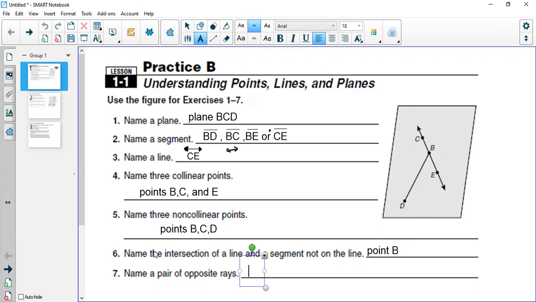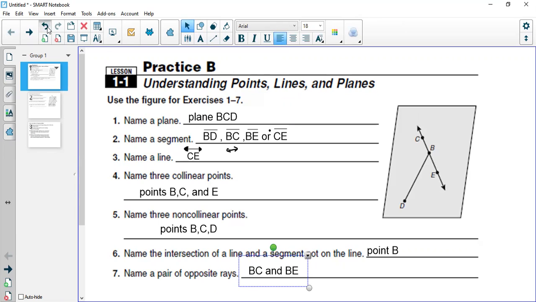Okay, let's move on to question number 7. Name a pair of opposite rays. So these are the opposite rays, right? There is nothing else. So let's name a pair. The pair means 2. So opposite rays always come in 2. So it is BC and BE. Don't forget to put the sign on top of it. What is the sign for a ray? One side.